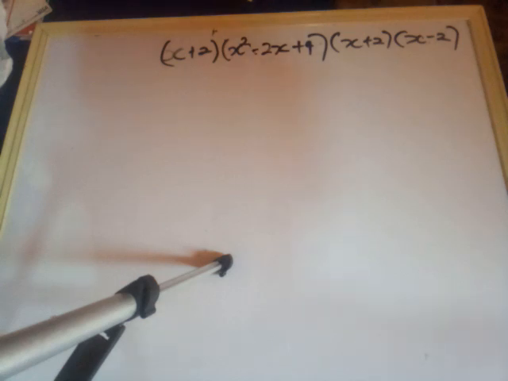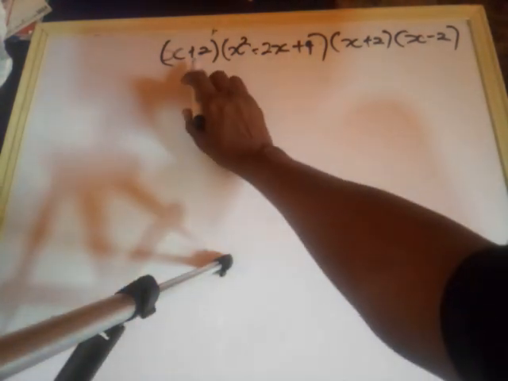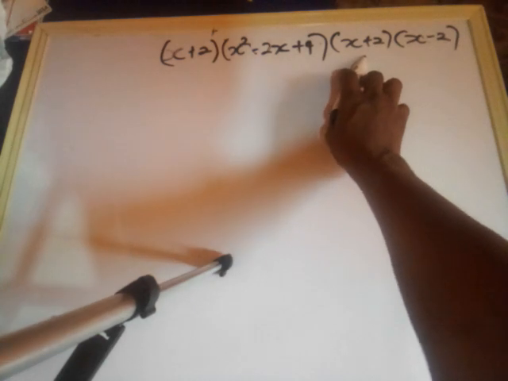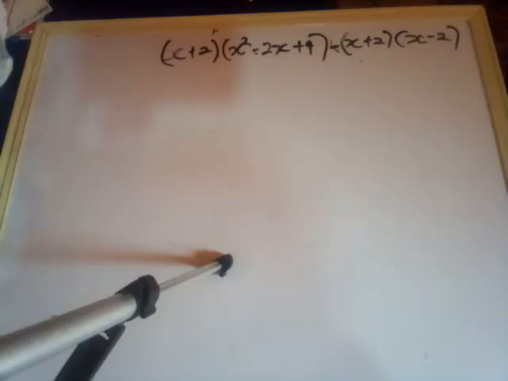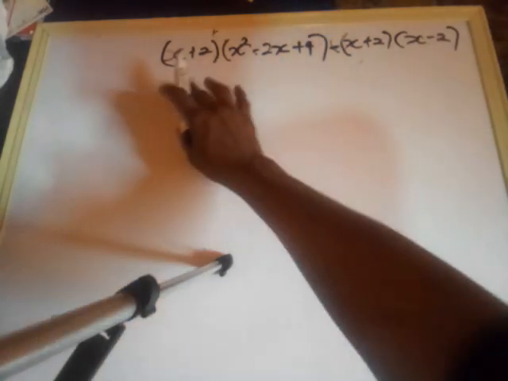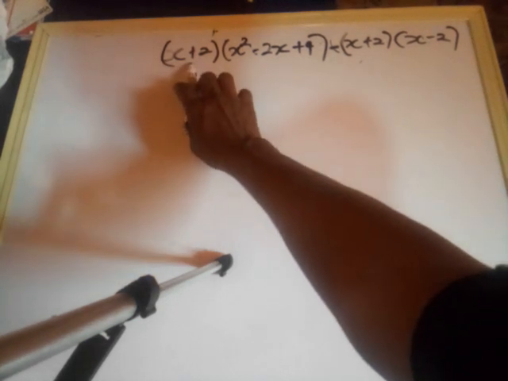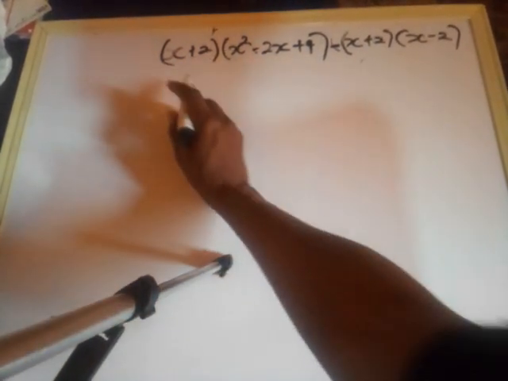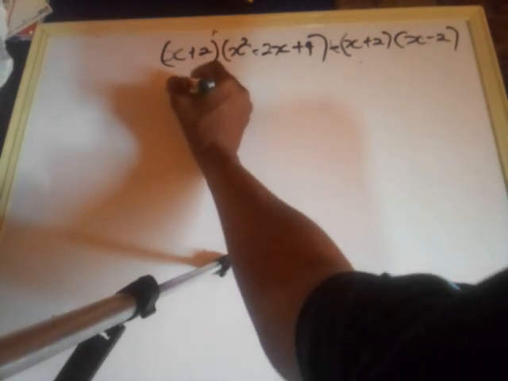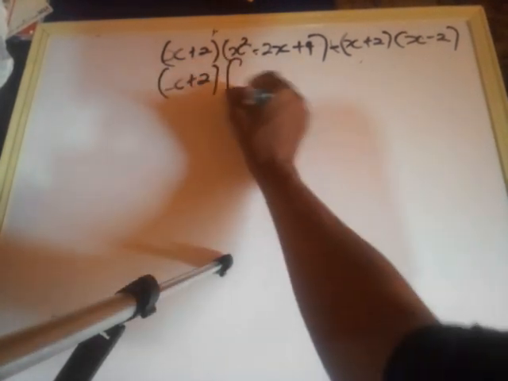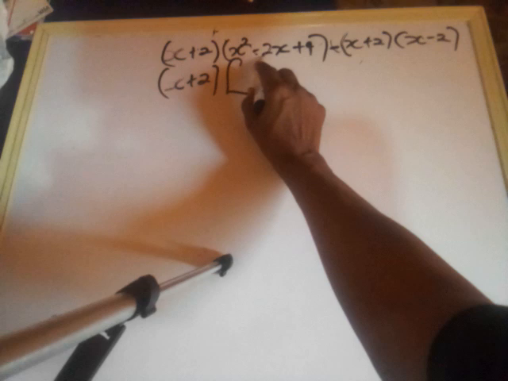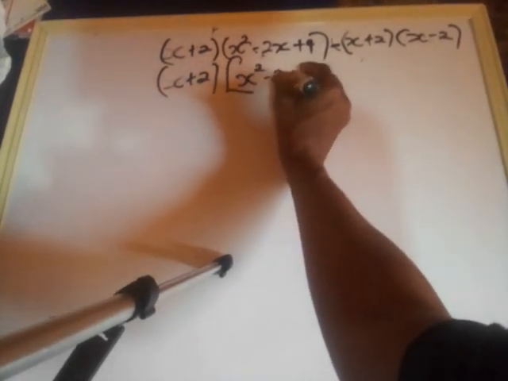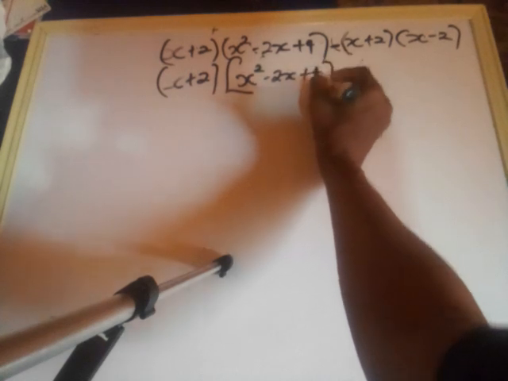So let's continue. Now we have x plus 2 here, x plus 2 here, right? So now we need to factorize it by bringing out the one that is the same. x plus 2 is coming here, x plus 2 is coming here, so we bring it out. So we have x plus 2 into brackets. This cancels this, and you have this left. So we have x squared minus 2x plus 4 into brackets.